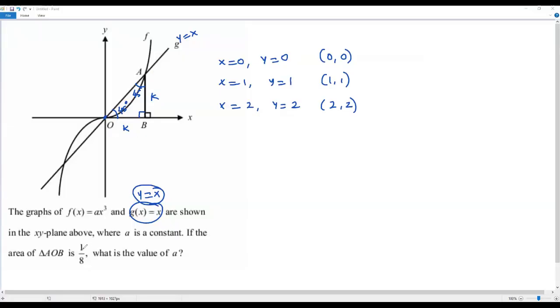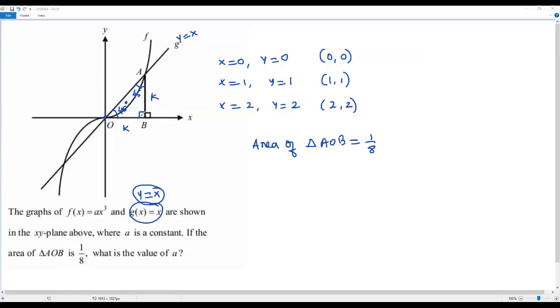Now let's consider the information we have over here. That is, the area of triangle AOB is 1 over 8. Let me write it over here. The area of triangle AOB is given, that is equal to 1 over 8. Now let me consider the triangle AOB over here.